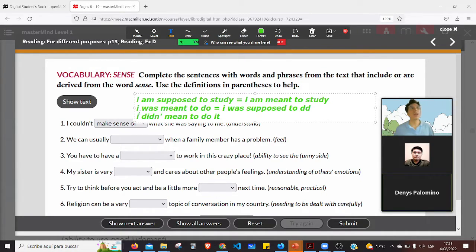You were meant or you were supposed to clean the house. ¿Se entendió el uso? El supposed y el meant igualitos. ¿Ok?